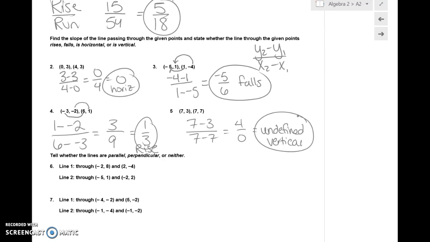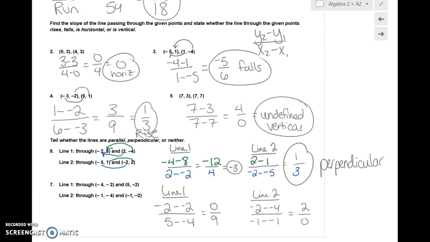If you get done with that, find the slope of line 1 and line 2 in number 7. And we'll talk about it in a second. Okay, number 6, we got negative 3 and 1/3. That would be perpendicular slopes.